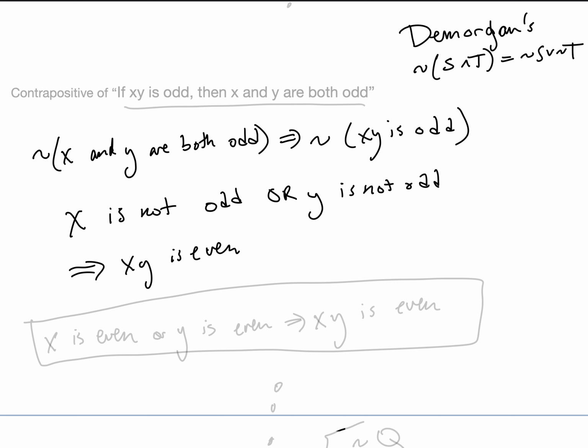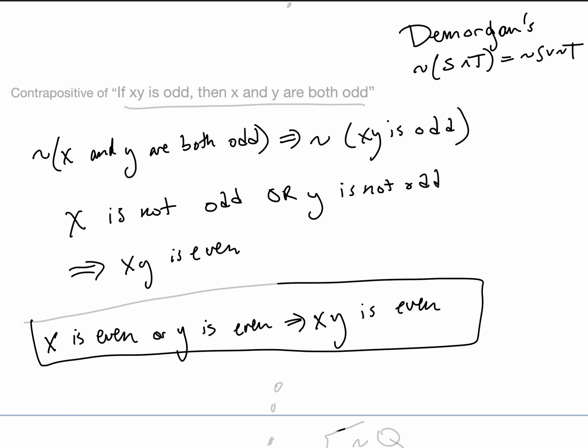To make it even a little bit more clear, x is not odd or y is not odd. Well, if x is an integer, and it is not odd, then it is even. So our contrapositive would be: x is even or y is even implies xy is even. Okay, so that is now what we're trying to prove, and this statement is logically equivalent to the original statement because it is the contrapositive of that statement. So try to prove that statement, and we'll talk about that in just a moment.